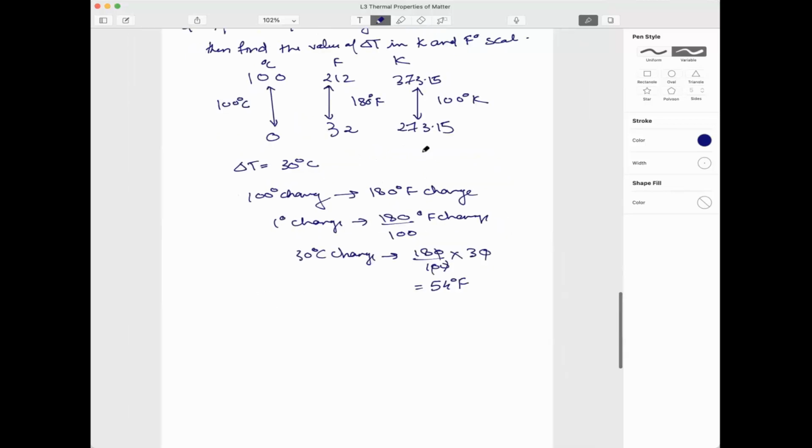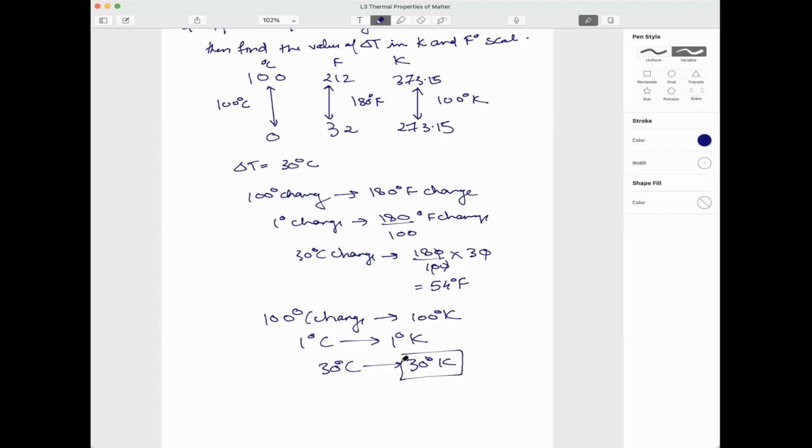Now, for the second case, we need to find it in Kelvin. So a 100 degree centigrade change is a 100 degree Kelvin change. 1 degree centigrade changes 1 degree Kelvin, so 30 degree centigrade changes 30 degree Kelvin. So the answer is this in terms of Kelvin, and in degree Fahrenheit for Fahrenheit.